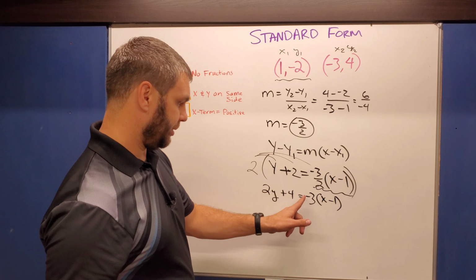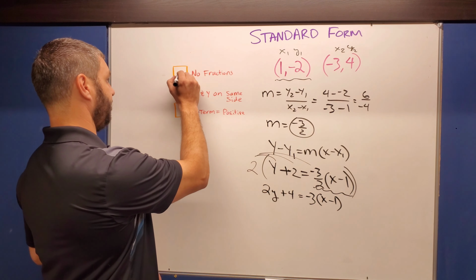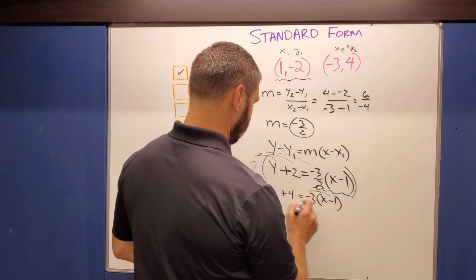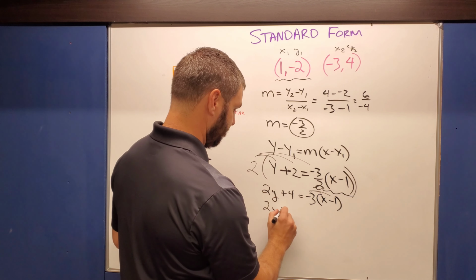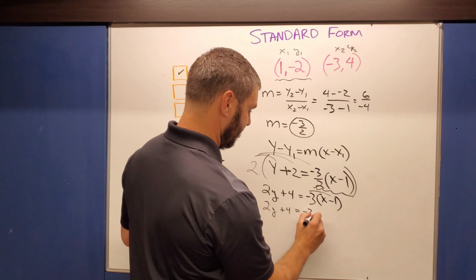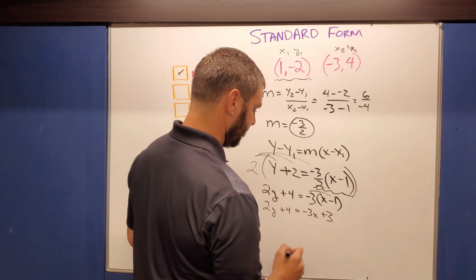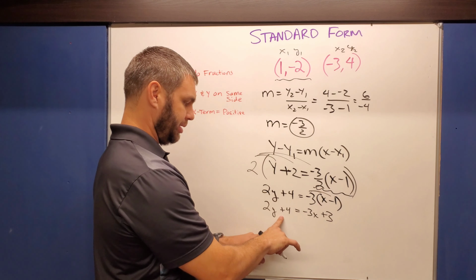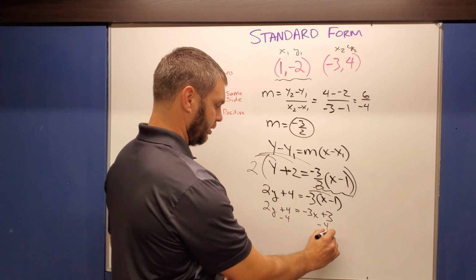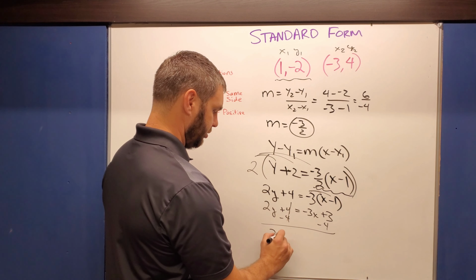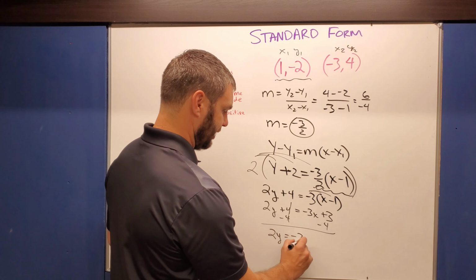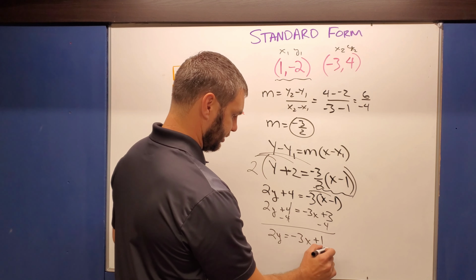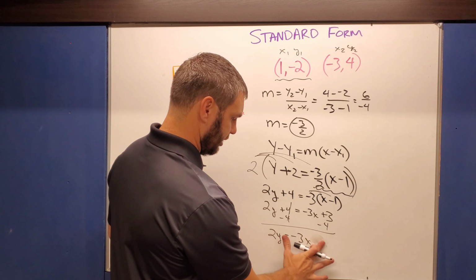Let's go ahead and distribute this in since I no longer have fractions. This is going to give me still 2y plus 4 equals negative 3x plus 3. And then, I can move this 4 over and get 2y equals negative 3x plus, minus 1.